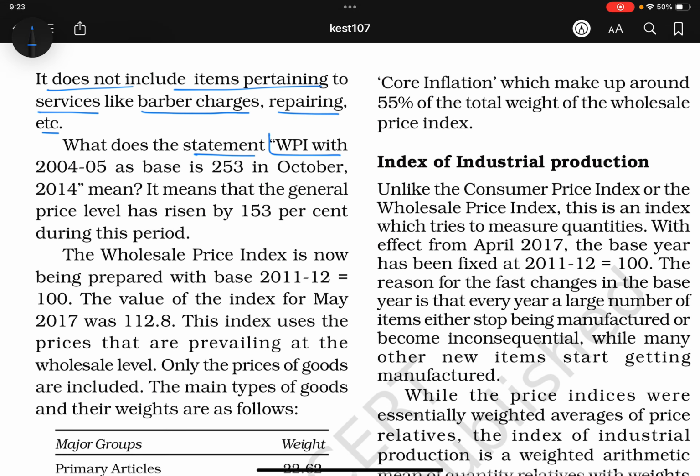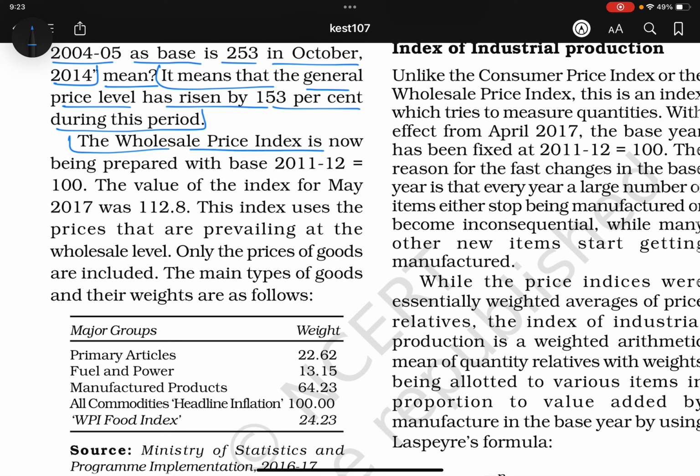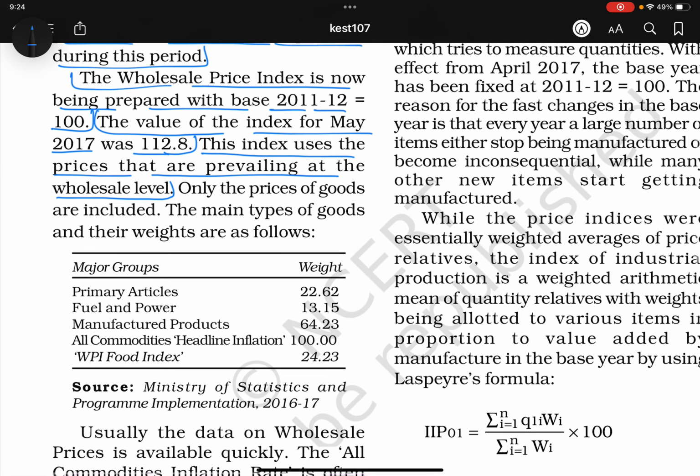What does the statement WPI with 2004-2005 as base is 253 in October 2014 mean? It means that the general price level has risen by 153% during this period. The wholesale price index is now being prepared with base 2011-2012 is equal to 100. The value of the index for May 2017 was 112.8.